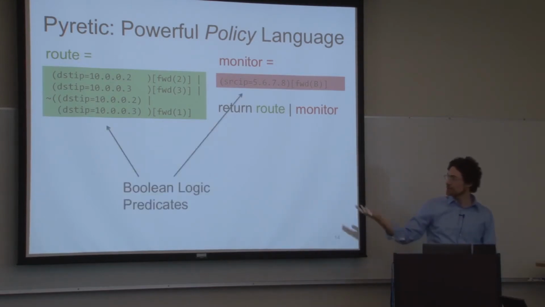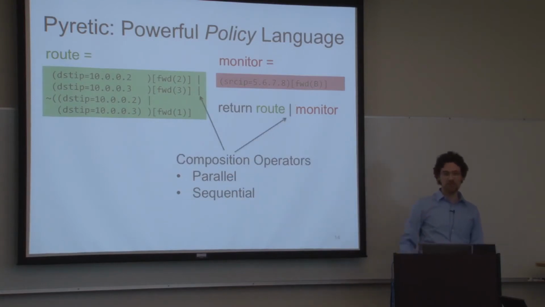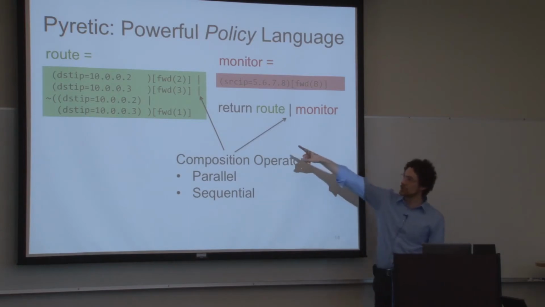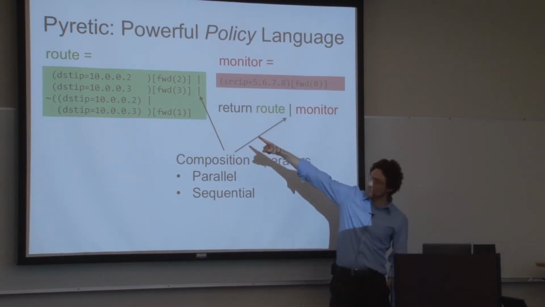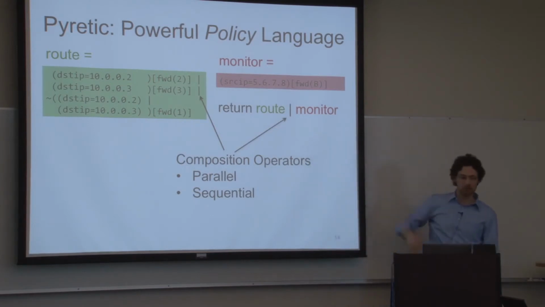To go through that with a bit of animation, we've got our Boolean logic predicates. We've got our primitive actions that you can do, such as forwarding out a physical port, or in this case, forwarding out a counting bucket, which I'll tell you more about later. And finally, some type of composition operators, in this case, parallel composition. So each of these sub-policies in route is being done in parallel, and then we're going to be doing route and monitor in parallel.